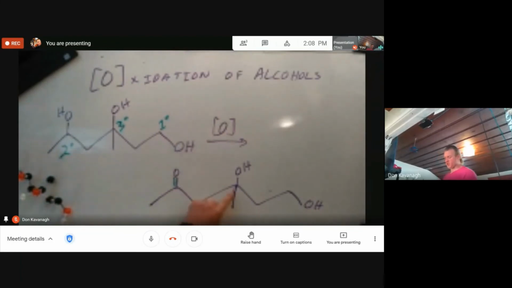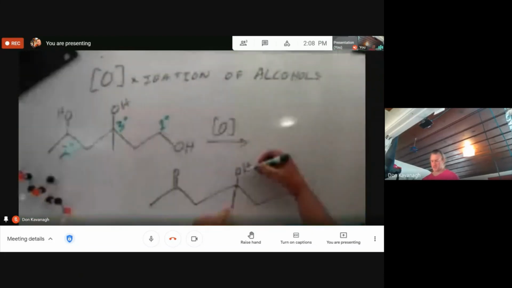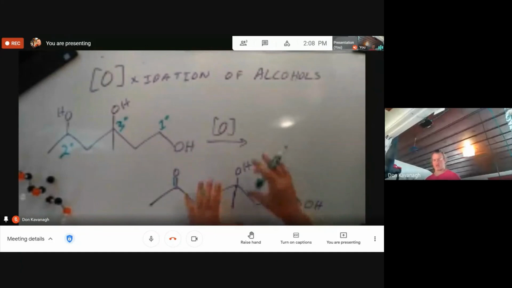Now over here with this tertiary alcohol, there is going to be no reaction, because oxidation of this tertiary alcohol would make a carbon-oxygen bond, and then this carbon would be bonded 5 times, and carbon-carbon bonds are too strong. They are not going to break. So this is going to stay just how it is. Nothing's going to change here.